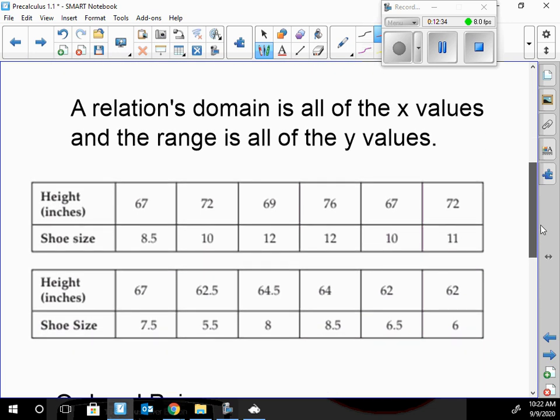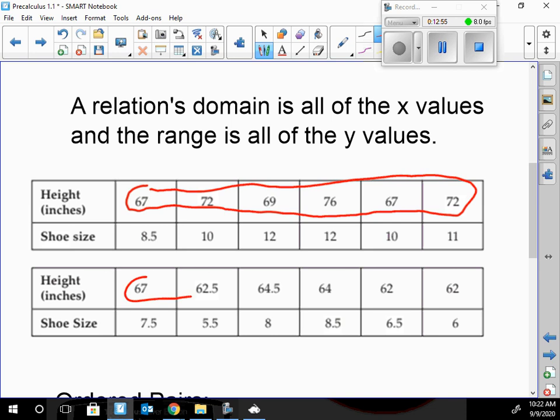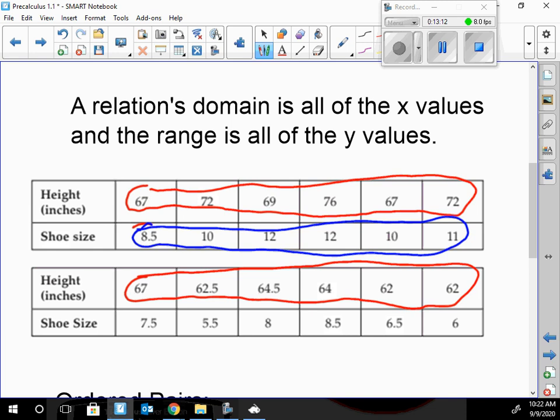So if I look at these numbers, my domain is going to be all of the x values. These are all the x values here. And if I look at the bottom table, you'll see height in inches is also there. So these continue as my x values. My range is all of the y values. So all the values in red is our domain, and all the values in blue is our range.